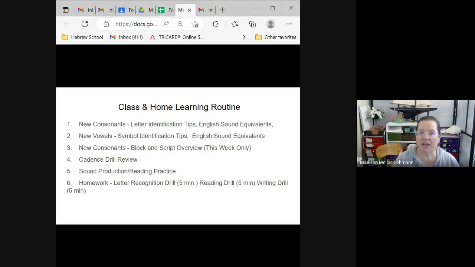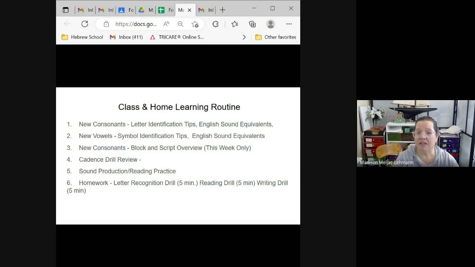The first thing I always like to do is go over how the class and how the home learning routines will be, because once you understand the routine after this week, everything will be the same. And what you'll find is just new letters, new vowels, new drills will be substituted, but the routine will be the same. We'll learn new consonants, how to identify them, what the English sound equivalents are. We'll learn our new vowels, how to identify them and the English sound equivalents.